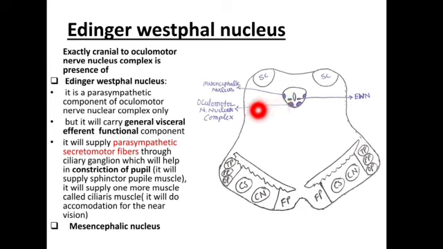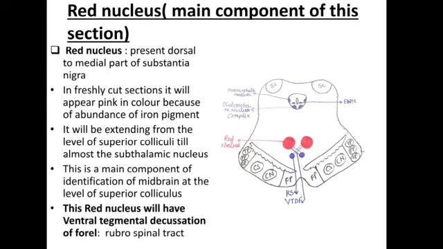Next nucleus is mesencephalic nucleus. Next nucleus, main component of this section, is red nucleus. Red nucleus is present dorsal to the medial part of substantia nigra. In freshly cut sections, it will appear pink in color because of abundance of iron pigment.